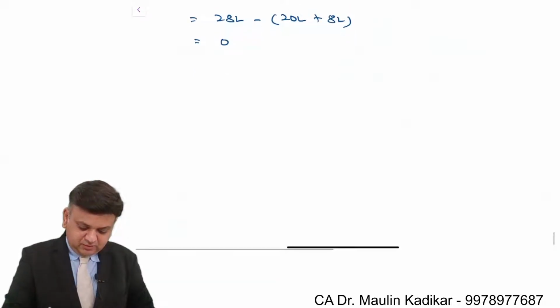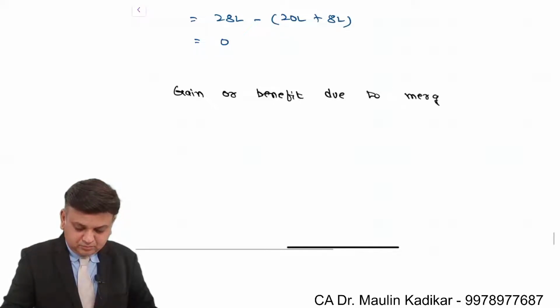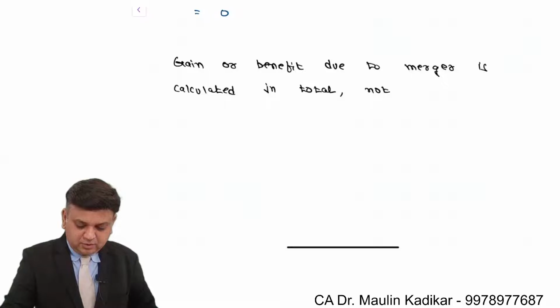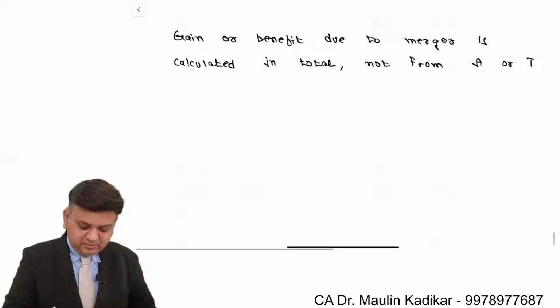With a paragraph, write down: gain or benefit due to merger is calculated in total, not from A or T company separately.